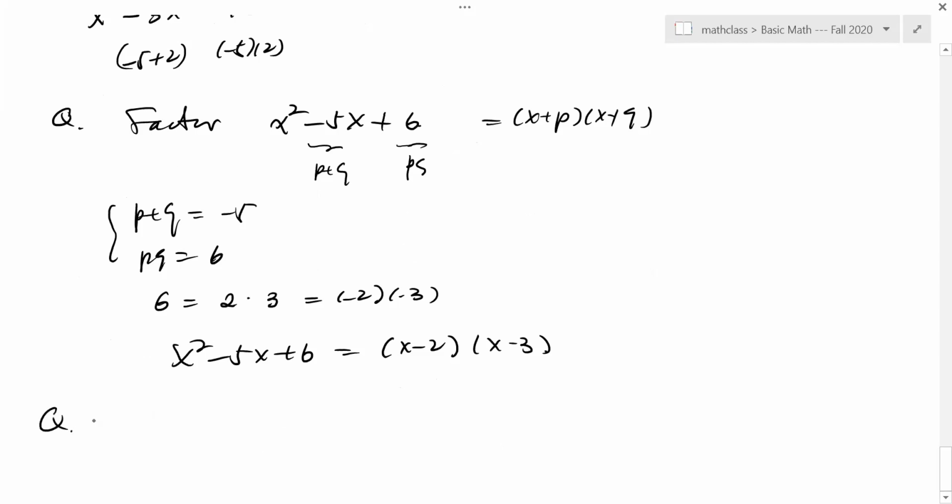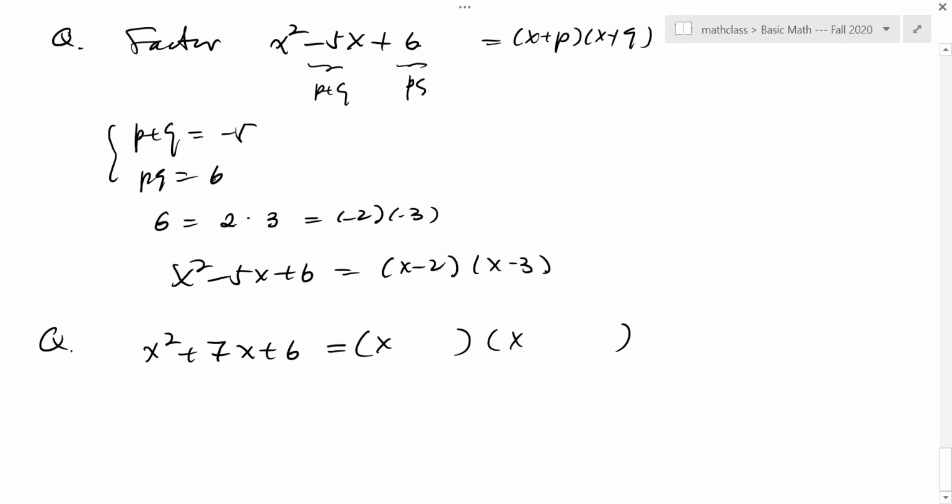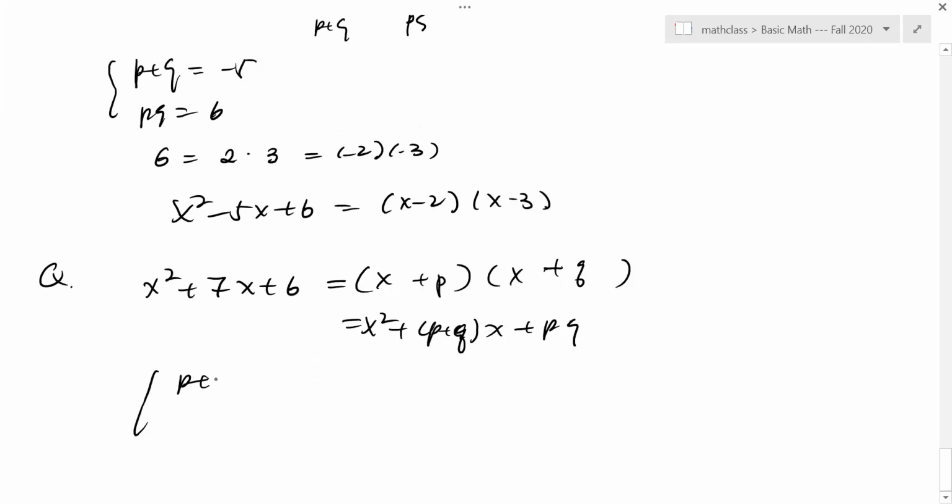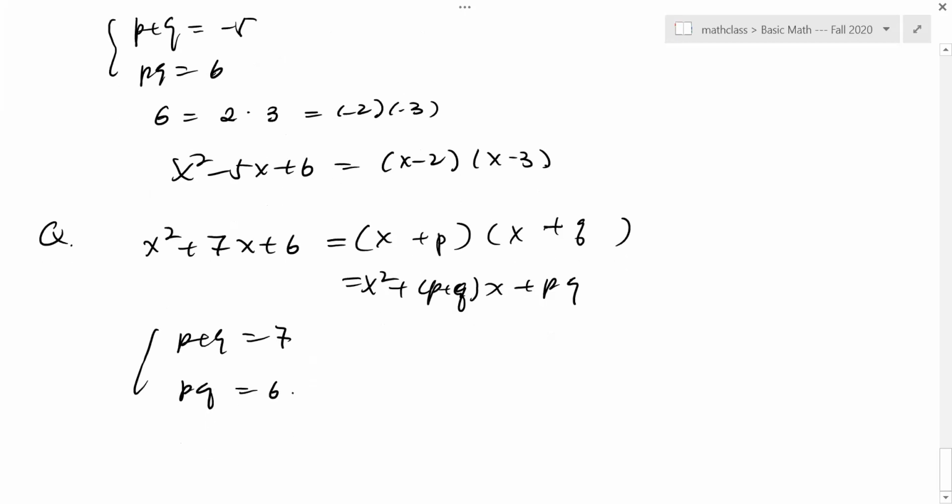Right, let's do the next problem. X squared plus 7x plus 6. Can you figure out the constants? If you put P here and Q here, when you multiply this out, this will be x squared, P plus Q x, and P times Q. So then you compare: the sum should be equal to 7, the product should be equal to 6. What are P and Q?